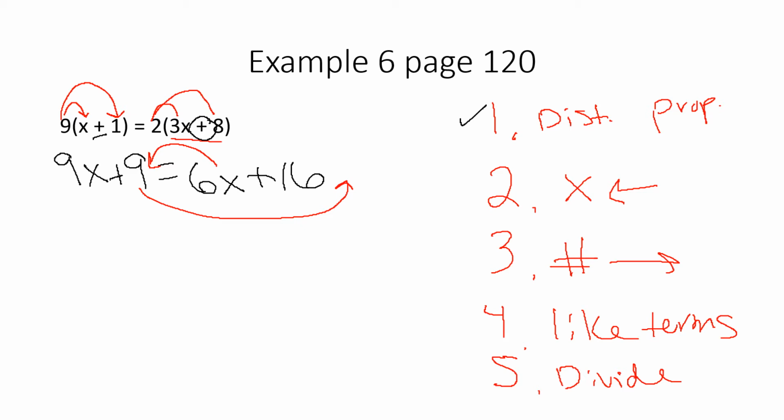I'm going to pick up my 6x and move it to the left. Remember, if there's no sign right here, it's an understood plus. Then I'm going to pick up my plus 9 here, and I'm going to move it over. I'm not touching my 9x. Now I'm going to move my understood plus 6x over, and it's going to become minus 6x because of that inverse operation. I'm not touching my 16, and now I'm going to move my plus 9 over, and because of inverse, it becomes minus.